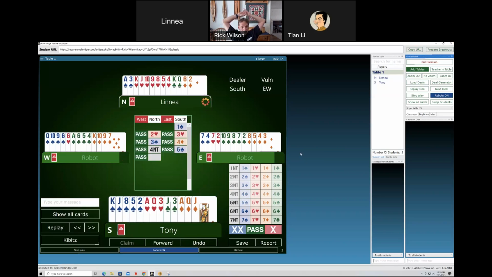So Linnea, what do you know about your partner's honors? Okay, he does not have the ace of clubs. Right. So he's got 2 honors with the queen. That means he's got the ace of diamonds, the ace of hearts, and the queen of hearts. That's right.